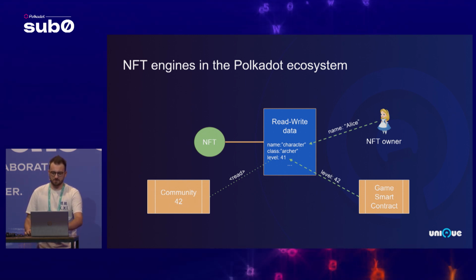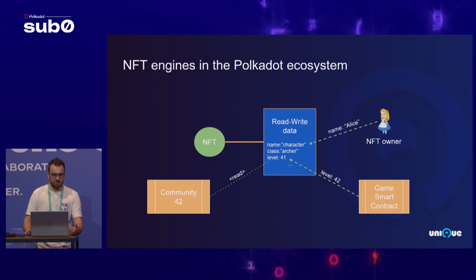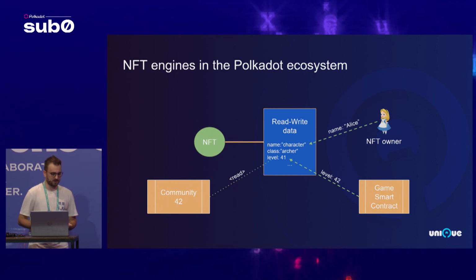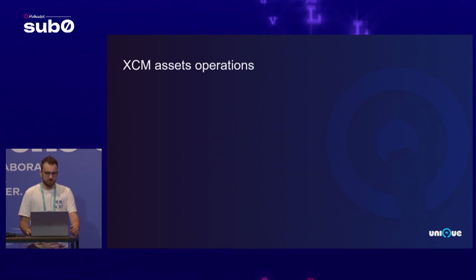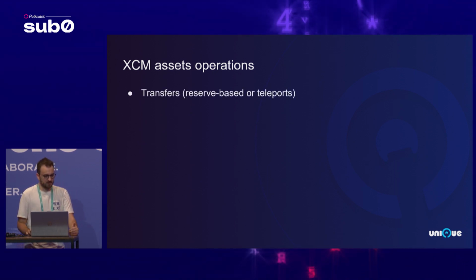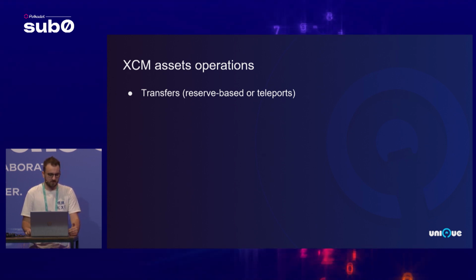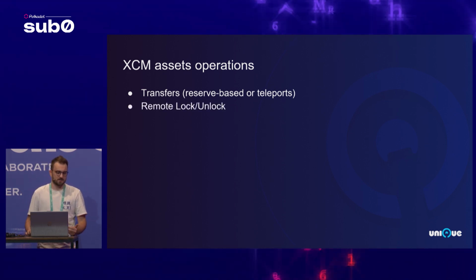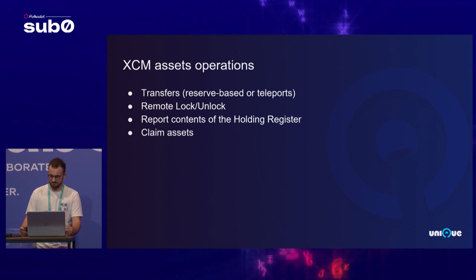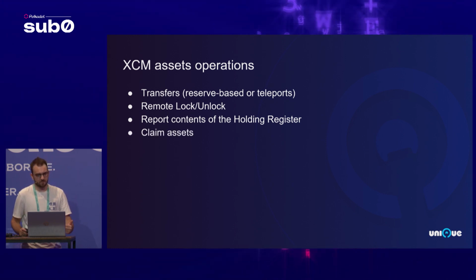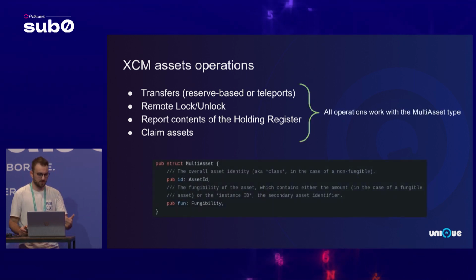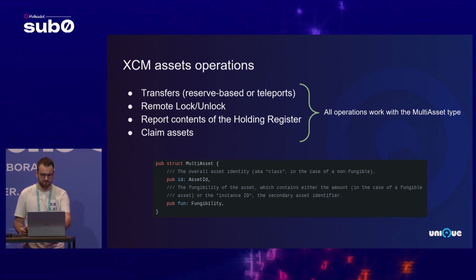So this was only one of the examples of what NFTs are capable of. With this in mind, I want to move on to cross-chain interactions and how NFTs can become a part of them. Let's see what parachains can currently do with assets using XCM. We can transfer assets using the reserve-based transfer and teleports. We can remotely lock and unlock assets. We can report the contents of the holding register, and we can claim assets. Technically, all of these operations can be applied to NFTs since they all work with the multi-asset type. And the multi-asset type can equally represent both fungibles and non-fungibles via the fungibility field.